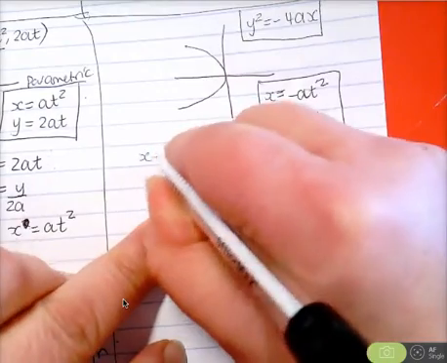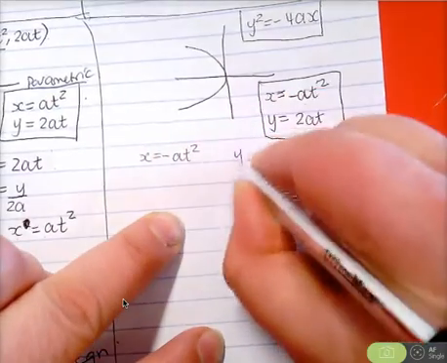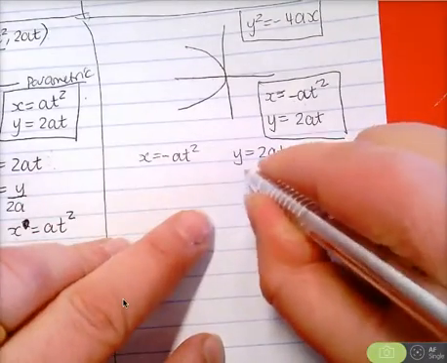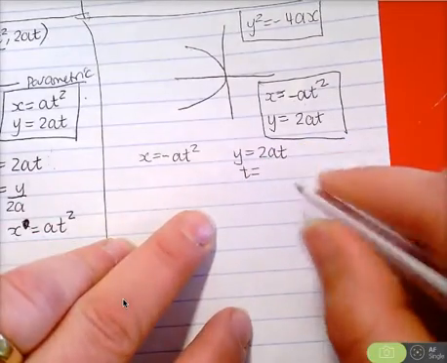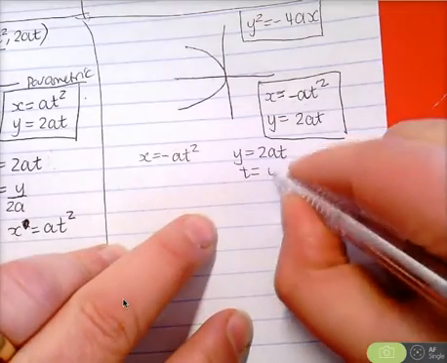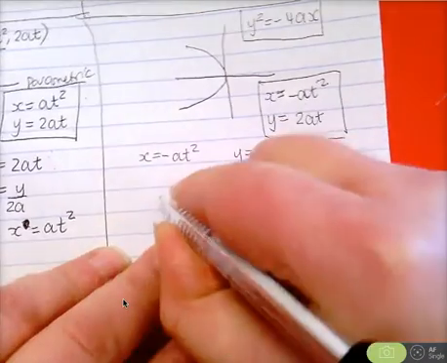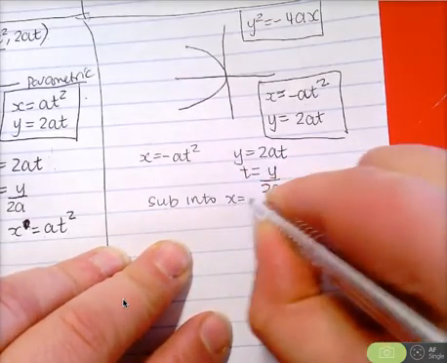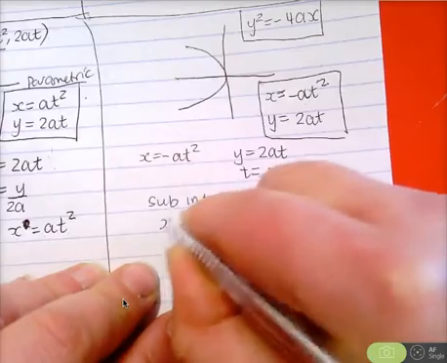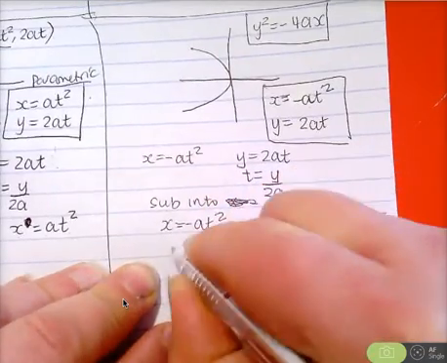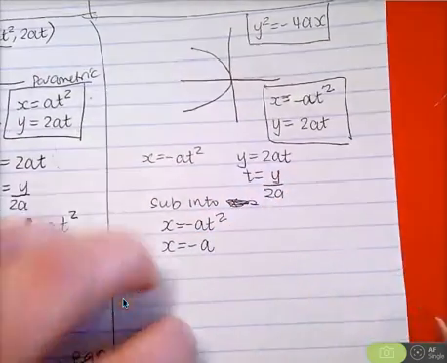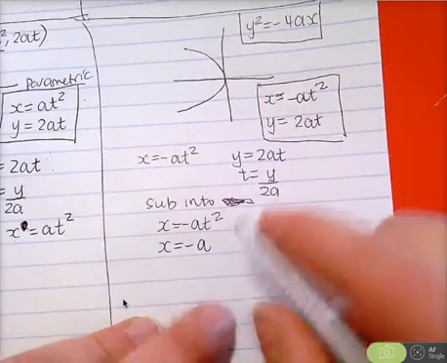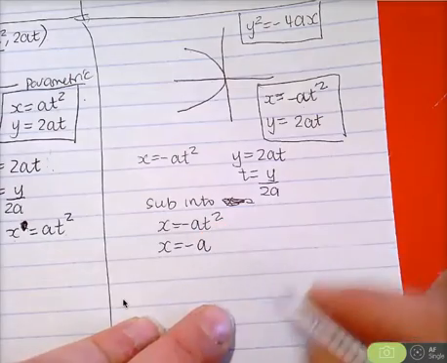So if we've got x is -at squared, y is 2at, which one do I rearrange? The easier one, with just the normal t in it. And what do you get? T is y on 2a. I'm going to sub that into x is minus at squared. What do I get? So I'm going to sub t is y on 2a into x is minus at squared. What do I get?